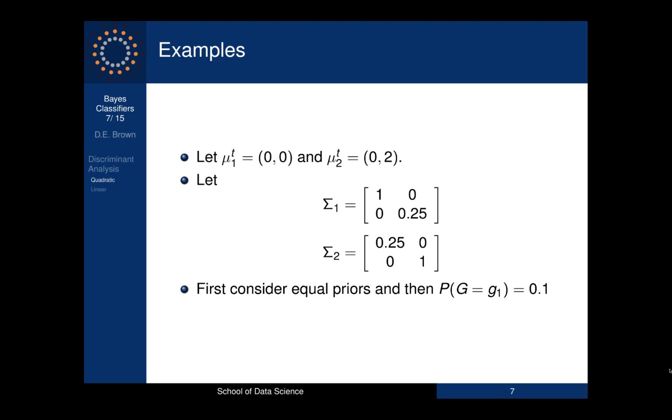We can start with equal priors, and then we'll look at the case where the probability of the first class is quite a bit less. In fact, the second class is 9 times as likely as the first class. So two different cases. Think about a problem where we're trying to decide whether or not to give someone a loan, or a credit card. Then we've got equal priors in the first case, and in the second case, the likelihood of not giving them the credit card is 9 times what it would be for giving them a credit card.